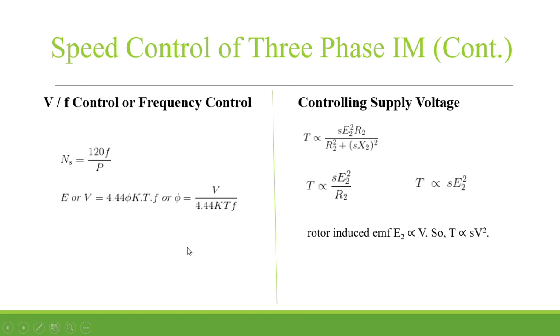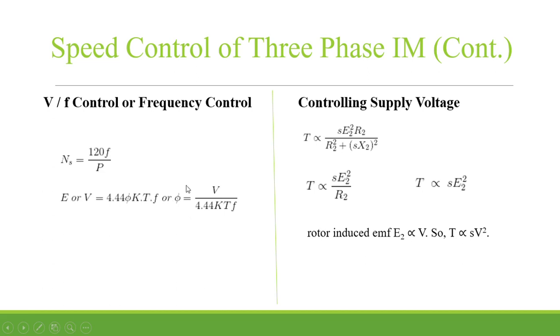If we change the value of flux, it will cause saturation in the rotor core and the stator core, and will cause an increase in the no load current of the motor. So we need to maintain the flux constant. In order to maintain the flux constant, what will we do? We will be controlling V by F. Means if we are decreasing the frequency, we will be decreasing the voltage also. If we are increasing the frequency, then we will be increasing the voltage also, so that the V by F ratio is constant, so that the flux is constant. Then we can control the speed.